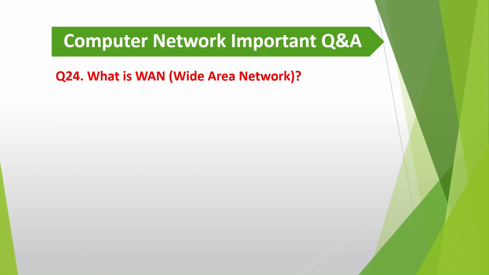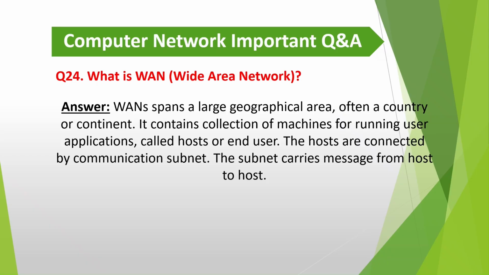Question 24. What is WAN, Wide Area Network? Answer. WAN spans a large geographical area, often a country or continent. It contains a collection of machines for running user applications, called hosts or end users. The hosts are connected by a communication subnet. The subnet carries messages from host to host.